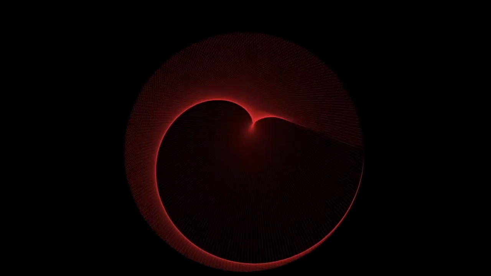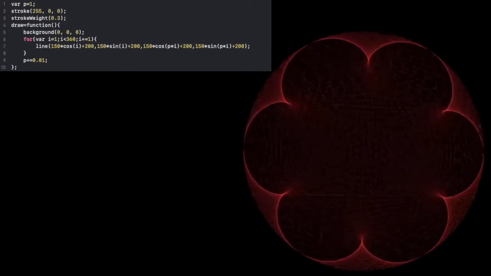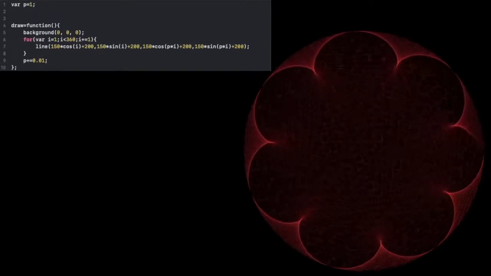A while back, I programmed this animation. I think it's pretty neat, but the thing that really makes it beautiful is its simplicity and the mathematics behind it. Take a look at the code. It's only 10 lines. In fact, most of this is just for formatting and style, or updating variables in animation.